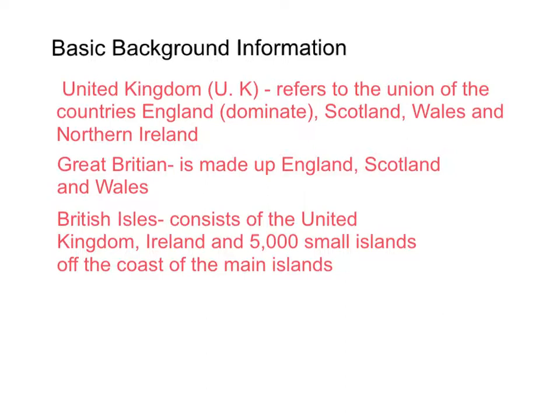England is the dominant country because it is the most populous of the countries. The capital of the UK is England, and the royal family comes from England. The UK is a sovereign state, but the nations that are in it are countries in their own. Great Britain is made up of England, Scotland, and Wales, and the British Isles consist of the United Kingdom, Ireland, and 5,000 small islands off the coast of the main islands.